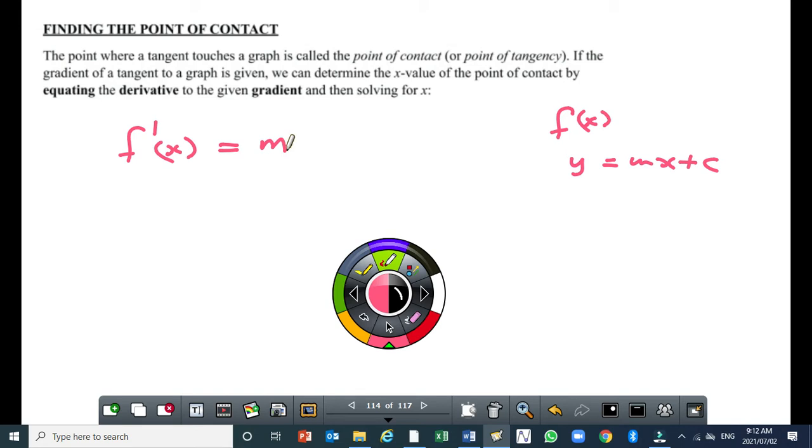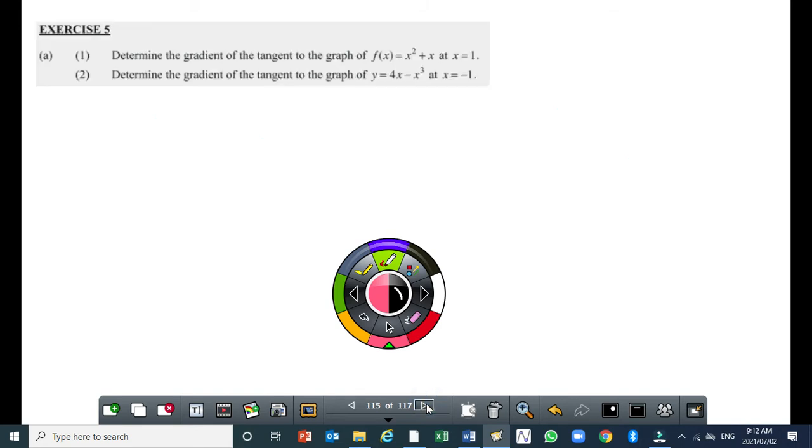Don't worry, let me do some examples. Right, examples. So let's do some examples.